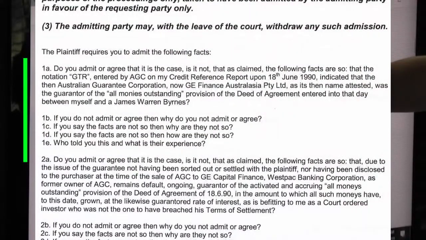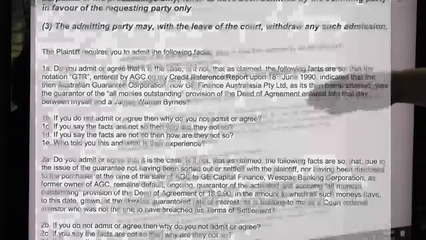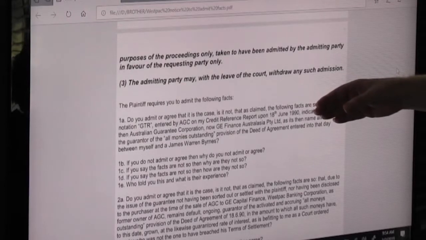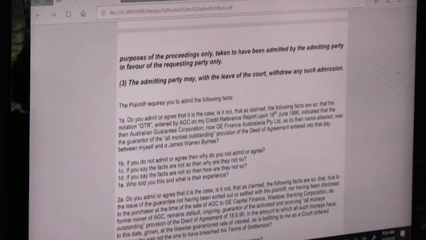The plaintiff requires to admit the following facts. Do you admit or agree that it is the case, is it not, as claimed, the following facts are so, blah, blah, blah. And I did about 30 of them in that particular one, and they weren't answered within 14 days. So the parent guarantor has admitted everything under section 17.3, entitling me to a section 17.7 judgment on admissions in a case that's never going to go back to court, because it was in court once and it doesn't go back to court unless the debtors are being sued by a creditor, and then I can say my 2 cents worth.